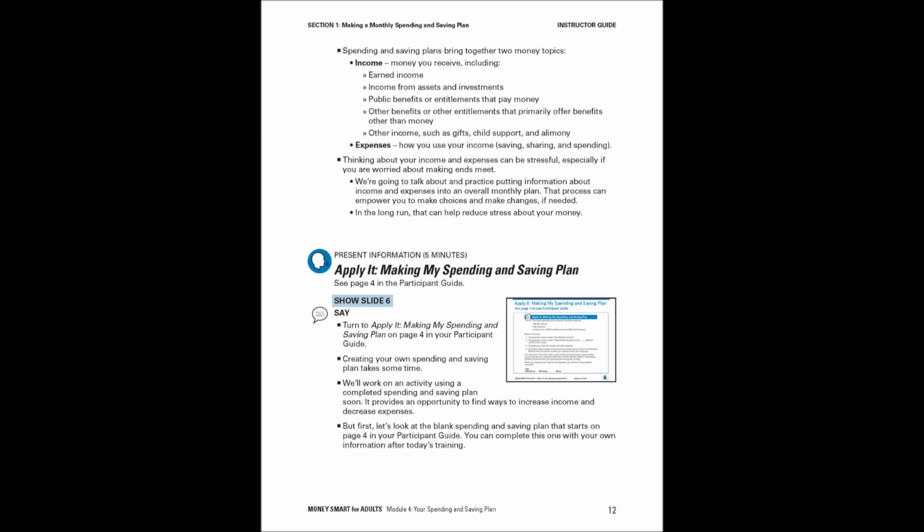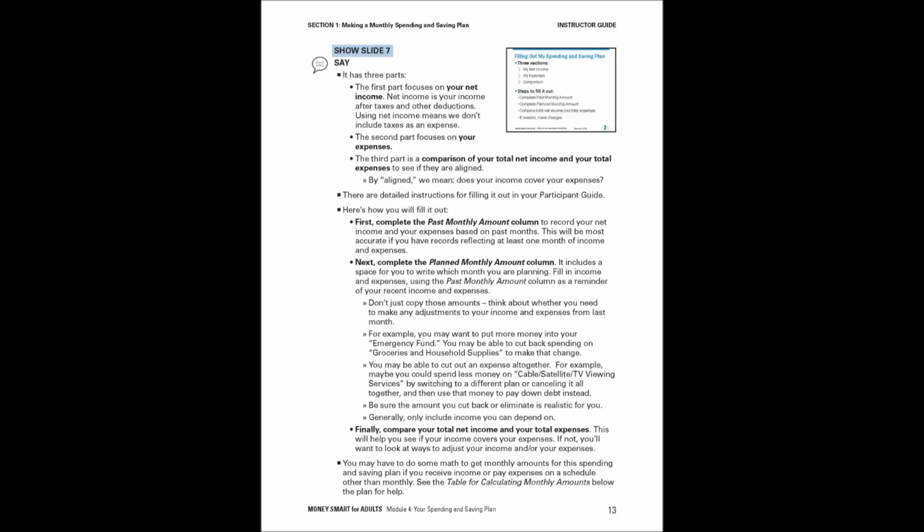So we do have an activity showing slide number 6. It's the Apply It, Making My Spending and Savings Plan. This is a worksheet that actually gives the elements of what constitutes a plan. And so your next few slides are going to share with participants the elements of the actual plan. We're starting with slide number 7, filling out my spending and savings plan. It lists the 3 sections and also the steps to fill it out.